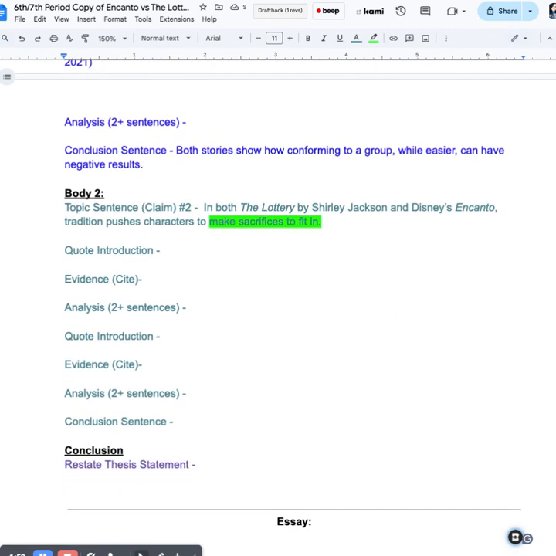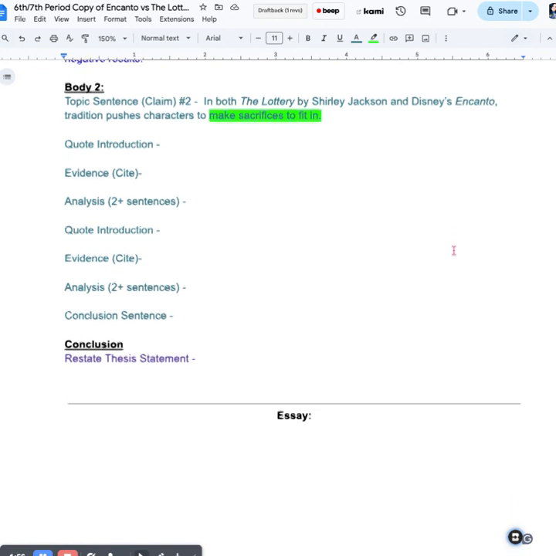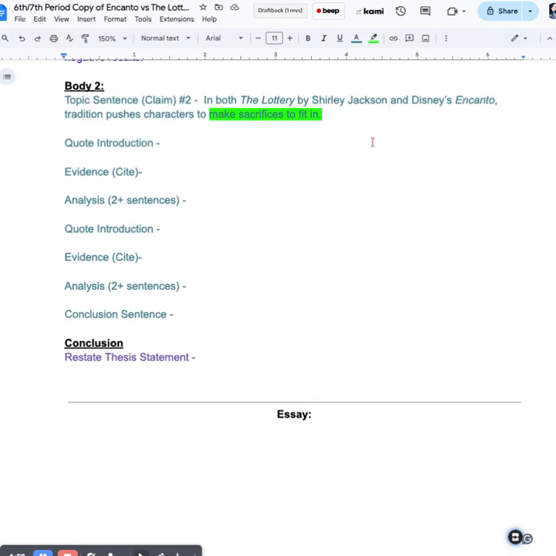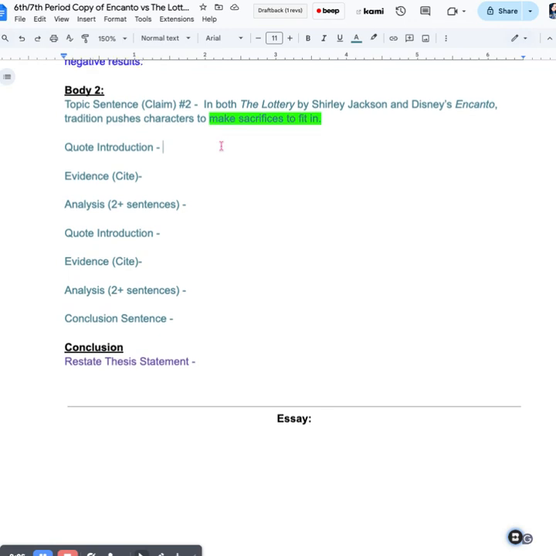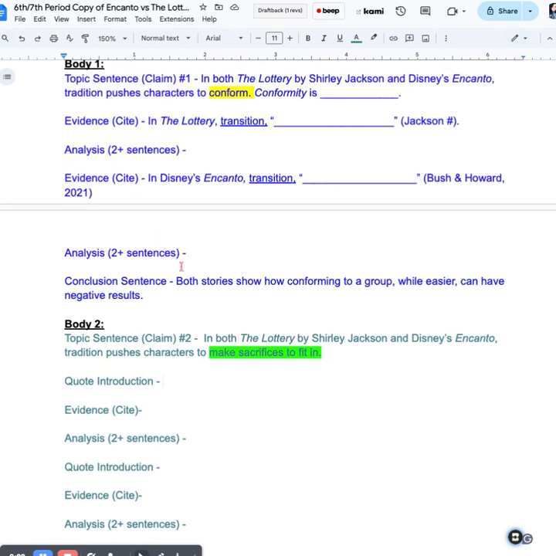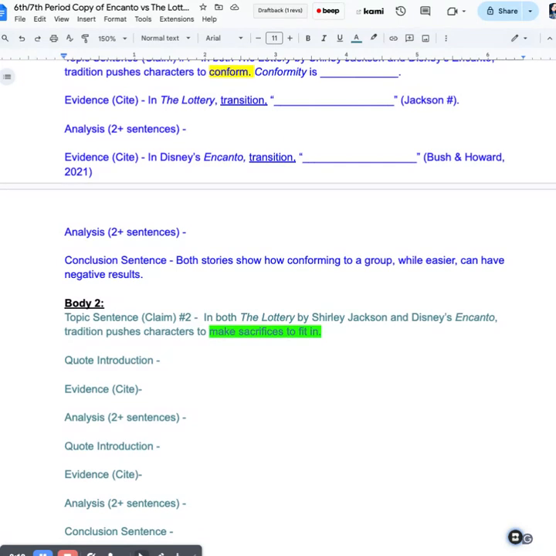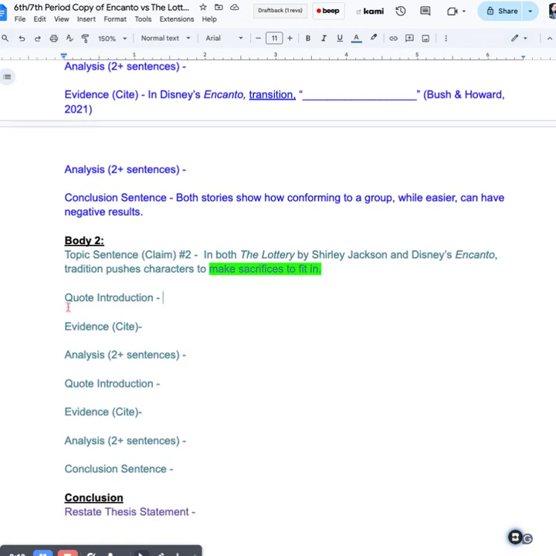Okay. So now, in both The Lottery by Shirley Jackson and Disney's Encanto, tradition pushes characters to make sacrifices to fit in. That's all good and well. Now, you're going to notice we have something we did not previously have. We did not have quote introduction up here. But the reason I have that is because we need to specify how the sacrifices are being made in each of the stories. You remember from the last one, these first 3 should all, again, be about The Lottery because that comes first. These second 3 should all be about Disney's Encanto. And then our conclusion sentence, just like the last time, is about both of them again.